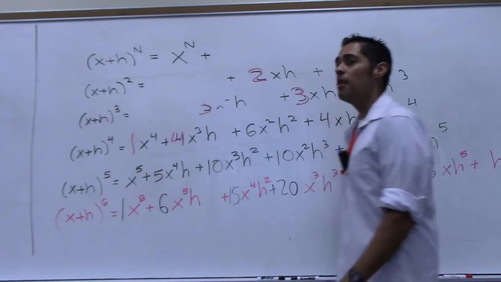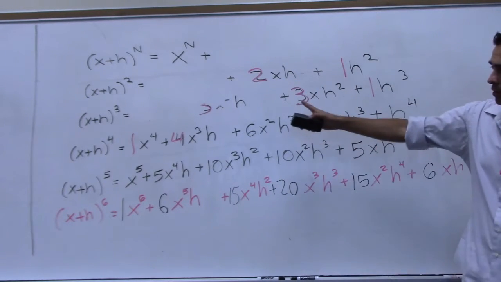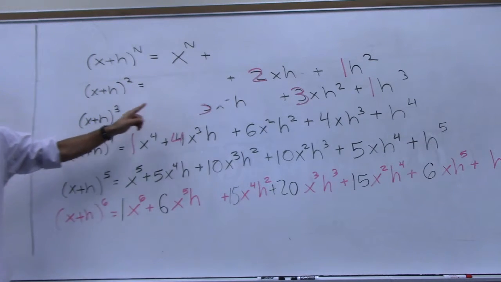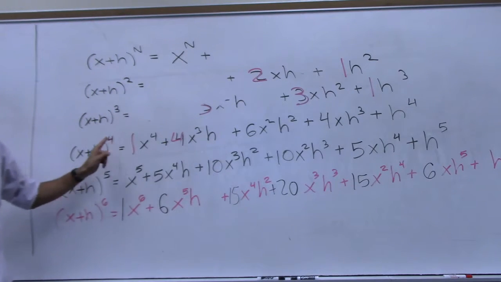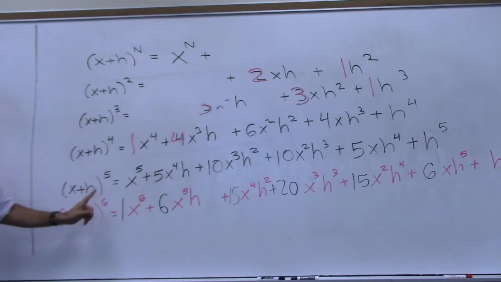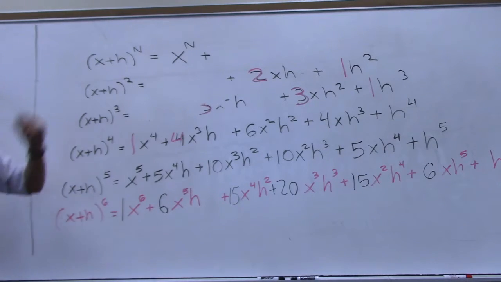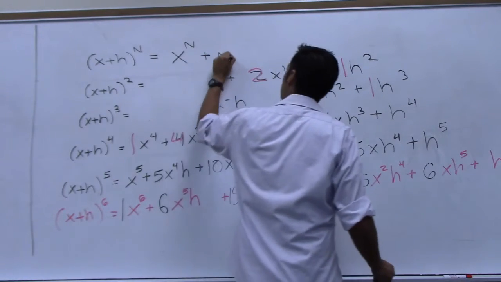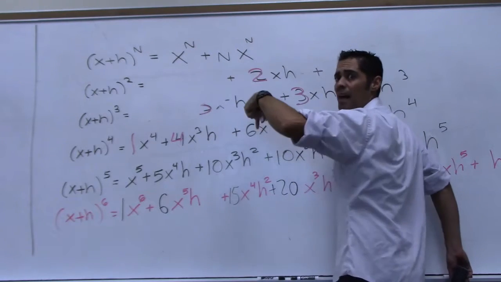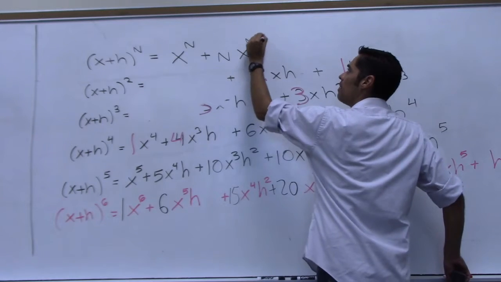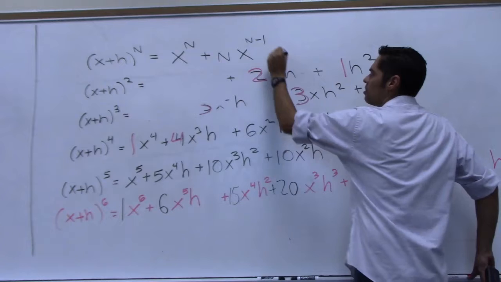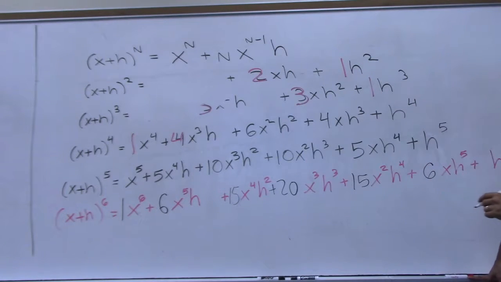Plus, now do you know what the number is that goes in front? There's a pattern. Look at these numbers, right? Look at third power, what was that second number? 3. Fourth power, what was the second number? 4. Fifth power, 5. Sixth power, 6. Nth power, n. And then what's the power on x going to be now? But 1 less, right? It's going to need to come down. How about n minus 1? And what's your power on h? h to the first power. Do you agree?